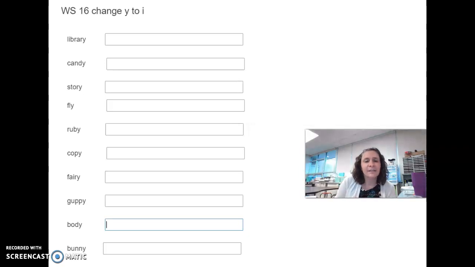Hi, third graders. In today's phonics lesson, we talked about making different words become plural words by changing the Y at the end of the word to an I before we add an ES to the ending of it.